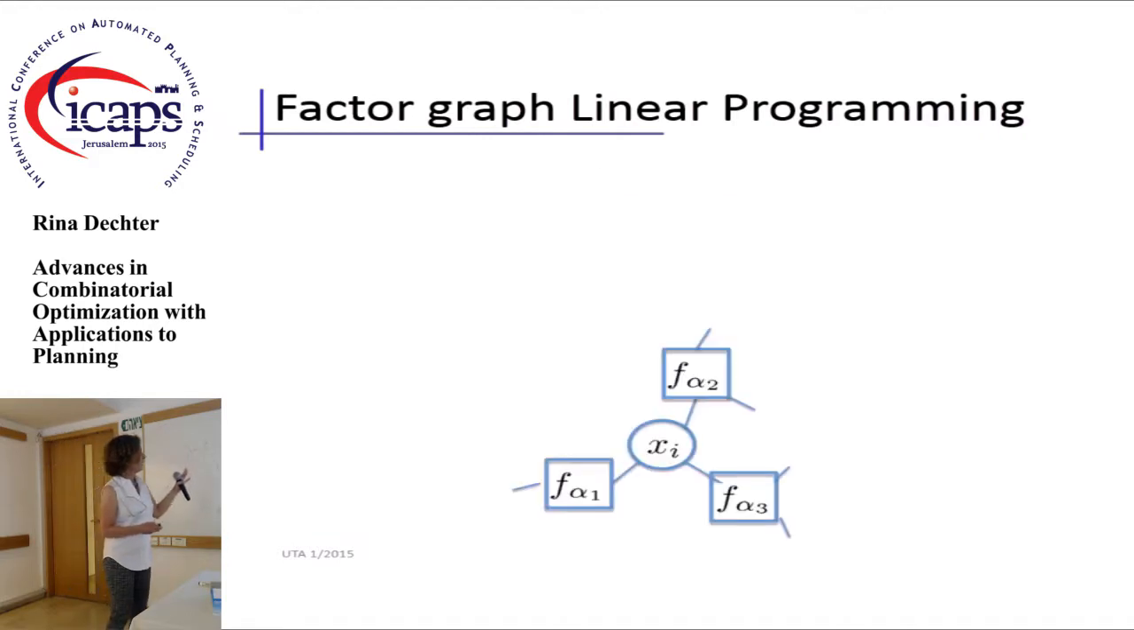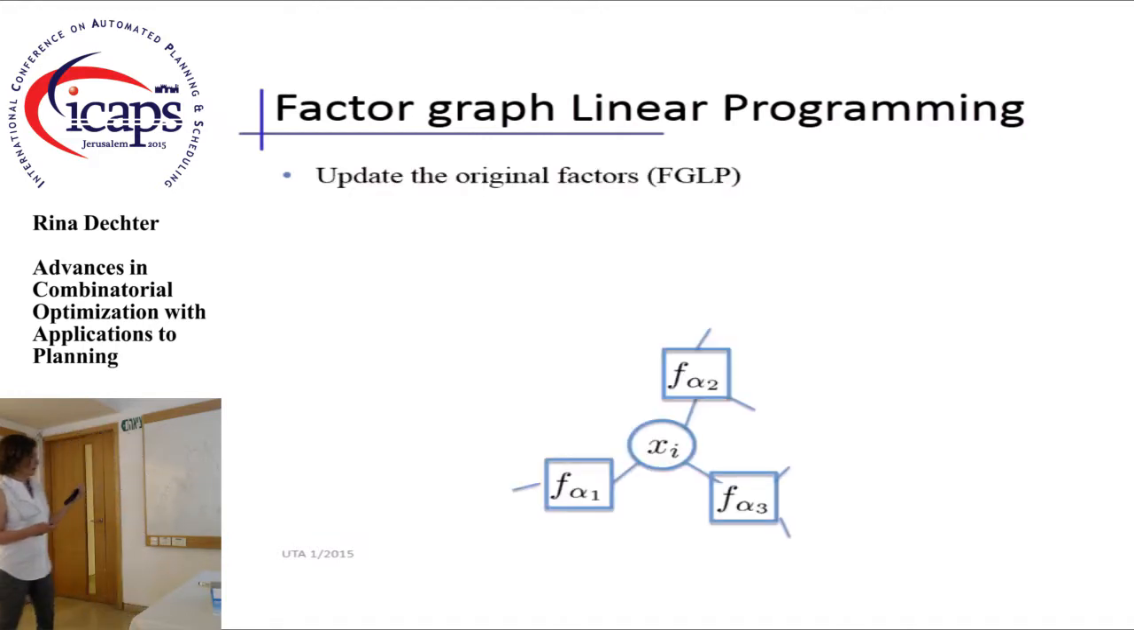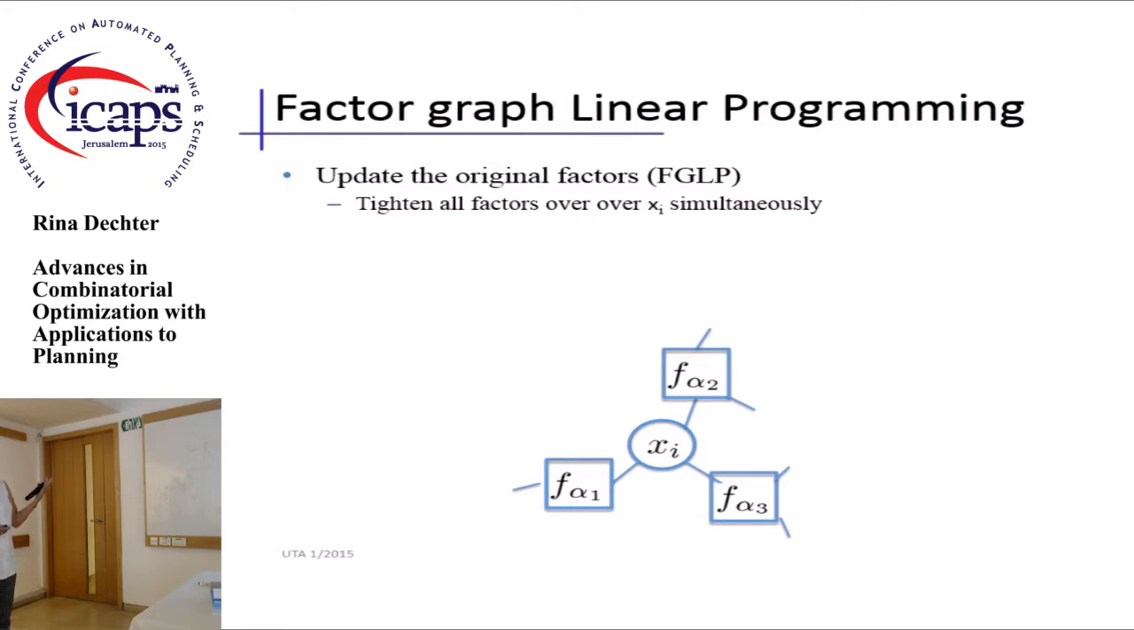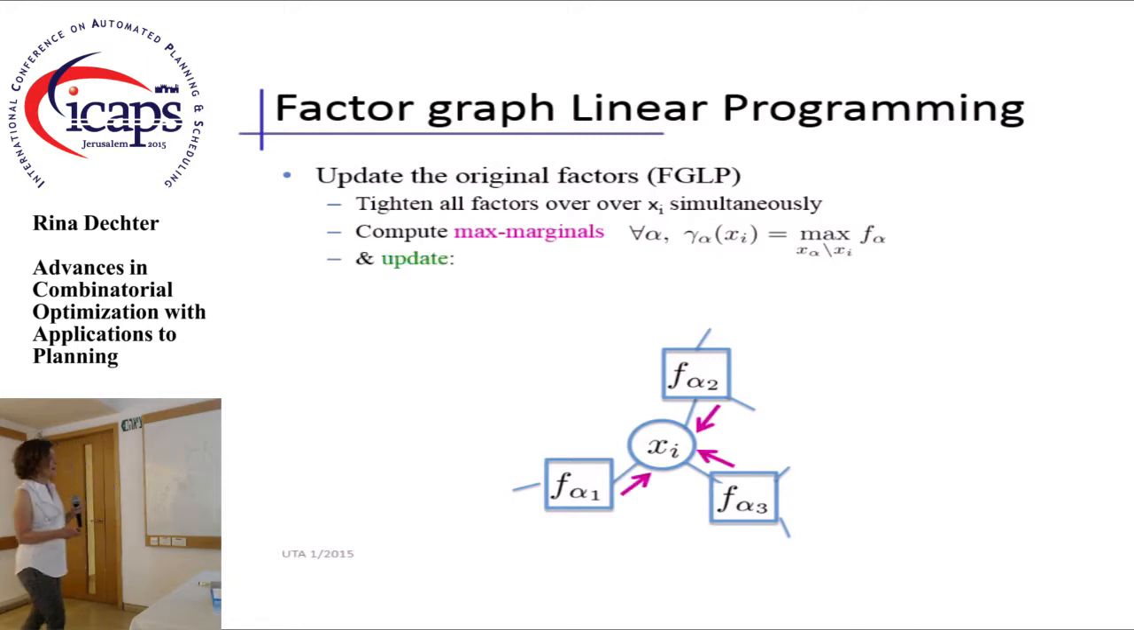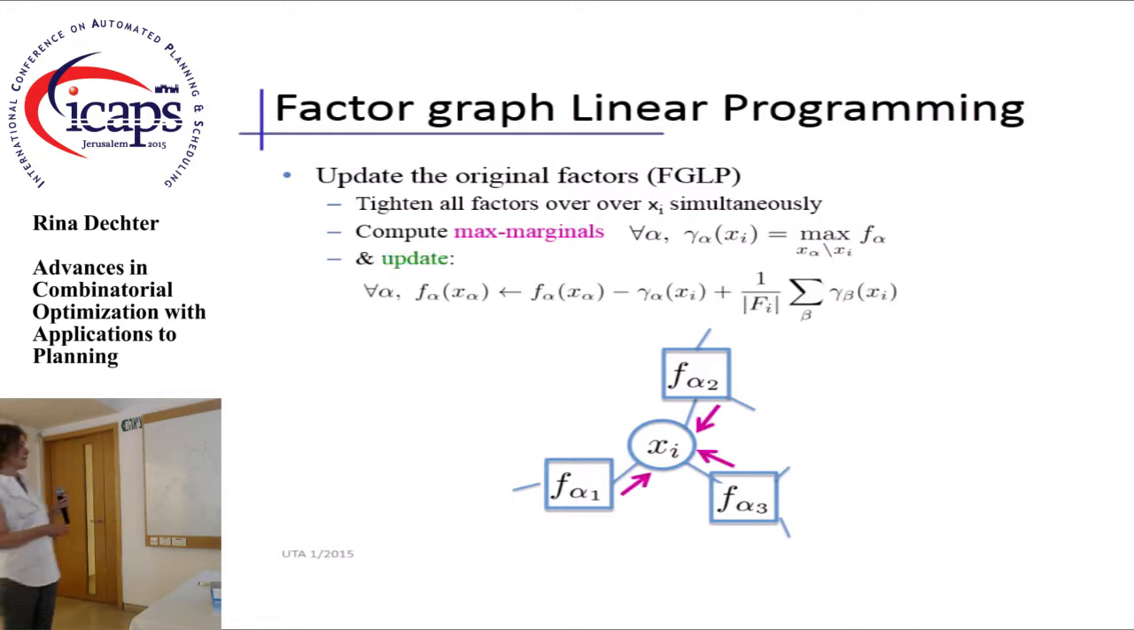So factor graph linear programming, I already said almost everything. It's just that we want to tighten our factors over xi simultaneously. Let's compute the max marginal. So I have here a function. I will maximize over all the variables but xi, and I will generate a function over xi for each function. So for each function, I'm just maximizing it separately, and I'm sending this information to xi. And now I update the function.